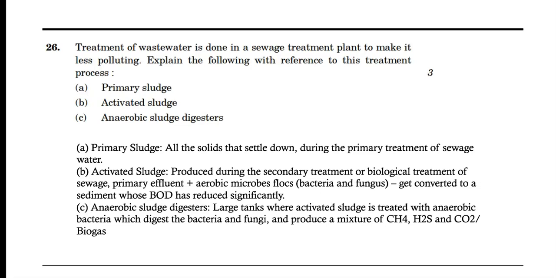Then come anaerobic sludge digesters. These are large tanks in which the activated sludge is put with anaerobic bacteria. Here we were using aerobic ones, and here it is anaerobic. These bacteria and fungi will produce biogas. So in the anaerobic sludge digester, biogas is produced.